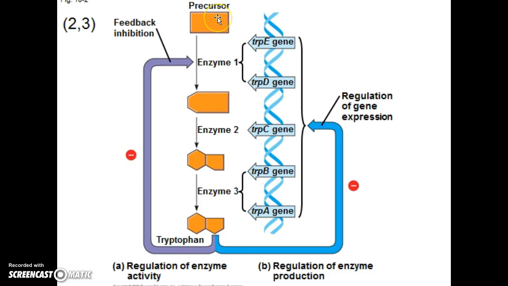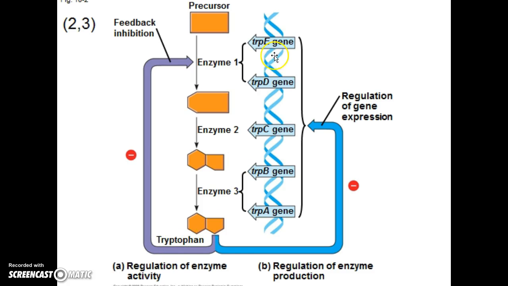And going down the middle, we'll see a metabolic pathway that we have seen previously. There's a precursor, and there's a gene that will produce enzyme 1, which can change the precursor into a different product. This is acted upon by a second enzyme, which changes it into a different product. Acted upon by a third enzyme, which changes it into a different product, and final product, in this case, tryptophan.